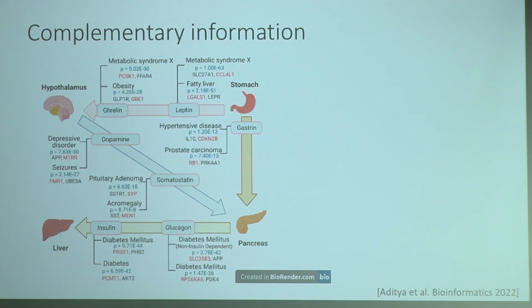Because there is no other ground truth data set other than the one that we compiled, we want to look at other ways of validating our signals. So we look at diseases that the hormones are known to be involved in, and then look at those disease genes and overlap them with our predictions. Okay.